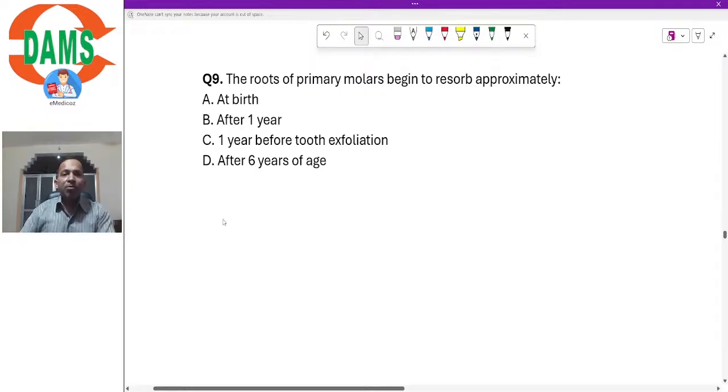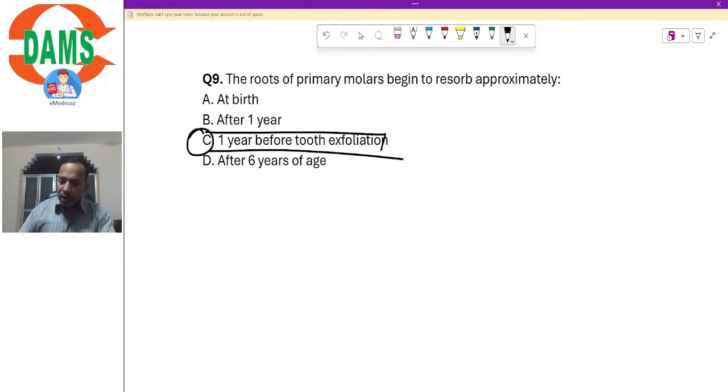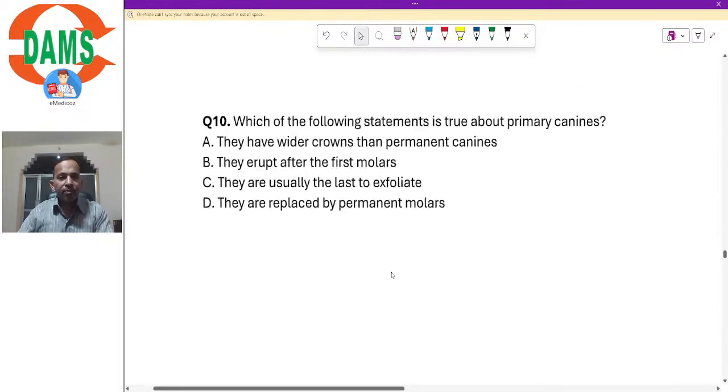The roots of primary molars begin to resolve approximately. So, all the roots, they begin to resolve approximately 1 year before their exfoliation. So, here option C is the correct answer, right? Approximately 1 year before the exfoliation.